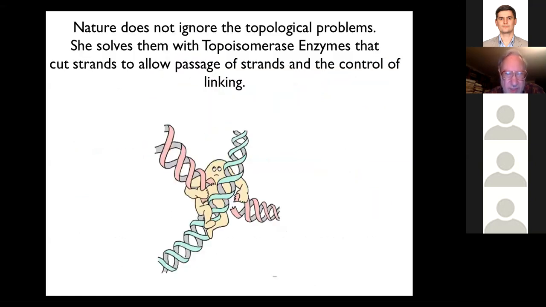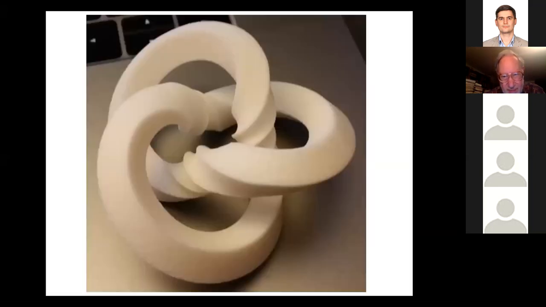So nature doesn't ignore the topological problems that occur. It solves them, in this case, with enzymes that can do things like cutting a bit of DNA apart, allowing the DNA to slip through and come back, and other forms of recombination. Now we get to something else, physical nonetheless. Here is a printed knot that I made in the course of work with Daniel Sandin.